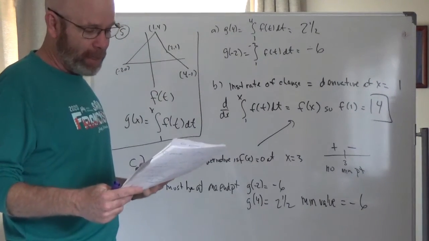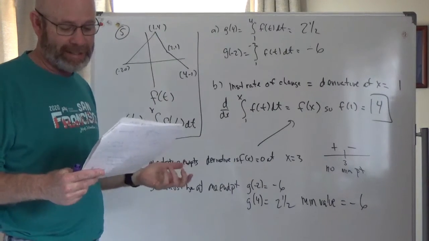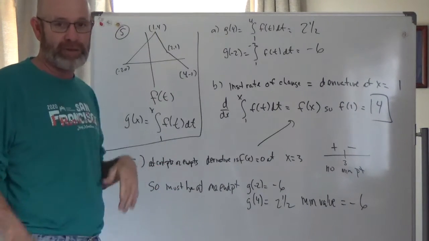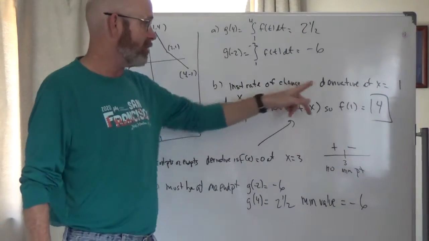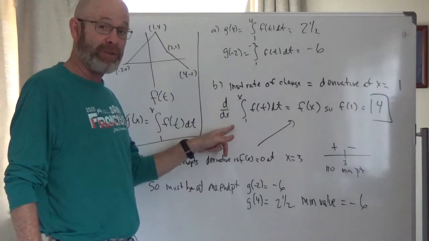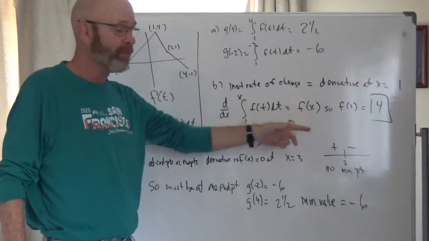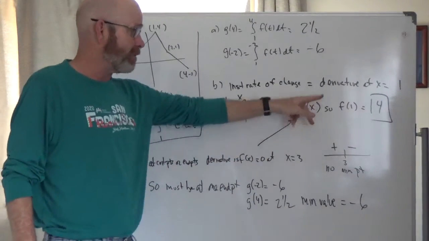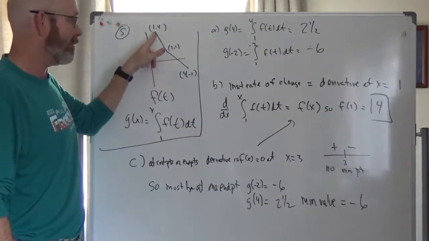Part B was find the instantaneous rate of change of g with respect to x at x equals 1. Instantaneous rate of change is just derivative, yeah? So it's the derivative at x equals 1. Remember the fundamental theorem of calculus, part 1: the derivative of the integral from 1 to x is just f. So the derivative is f of x. We wanted x equals 1, so it's just f of 1. Come up here, look at the picture. F of 1 is 4.